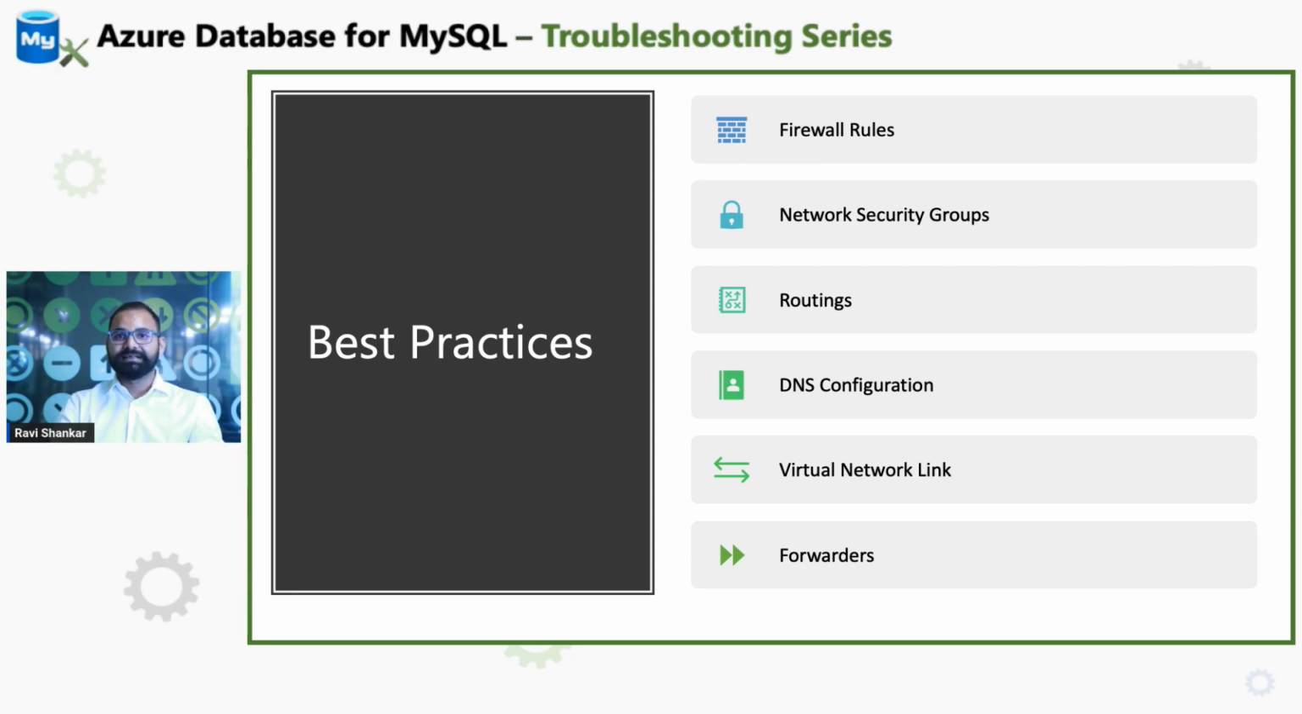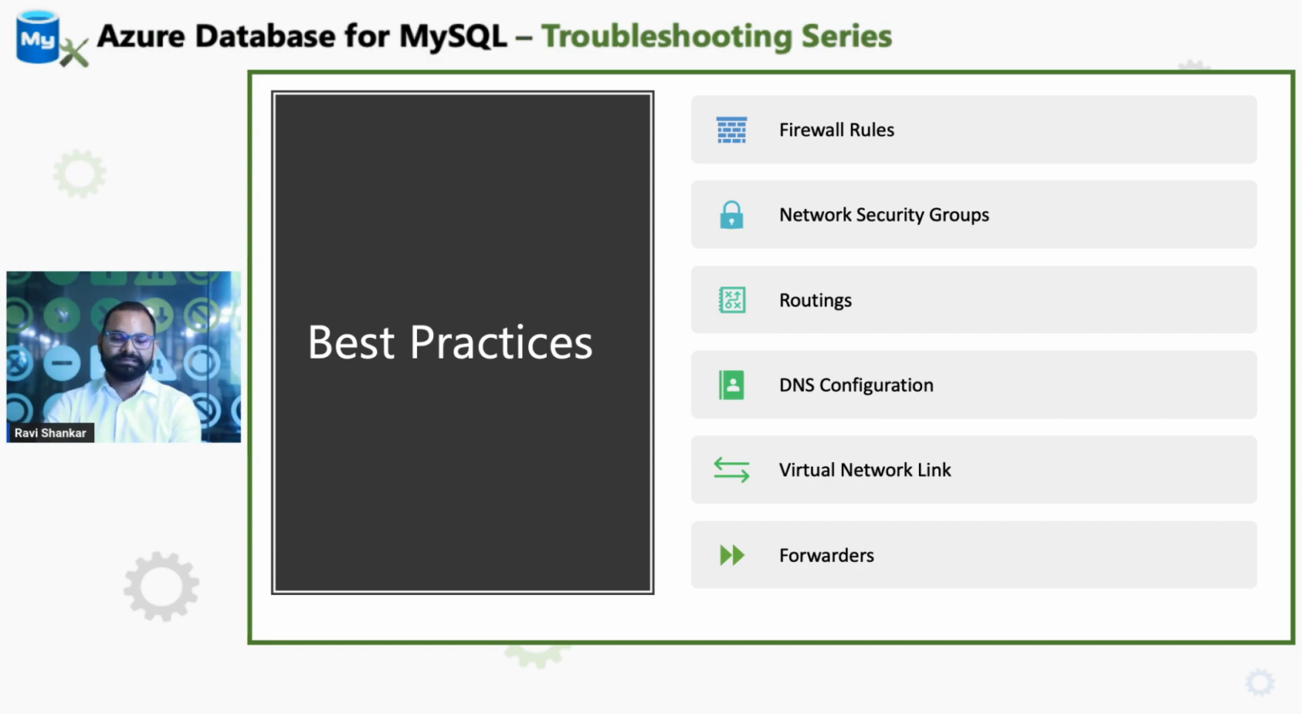Third one is the routing. Routing is important because if we have routing at subnet level, many a times we add a firewall at the next hop. If a firewall is added at the next hop, it tends to stop the connection to your DNS server, which might tamper your name resolution, as well as it might affect your connectivity.